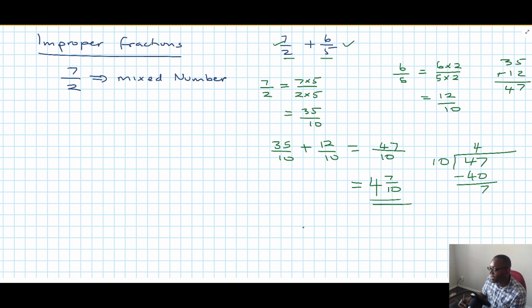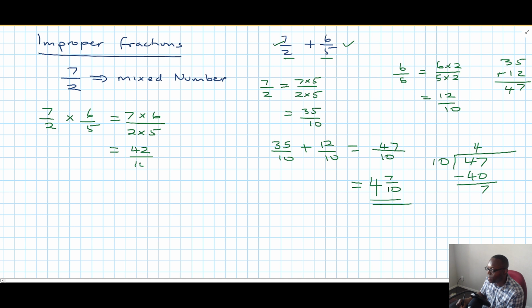So now let's go ahead and look at multiplying improper fractions. I'm going to use the same improper fractions: 7 over 2 multiplied by 6 over 5. With multiplication, the denominators don't matter. You can just go ahead and multiply across. So this is 7 multiplied by 6 divided by 2 multiplied by 5. So here we have 42 divided by 10.